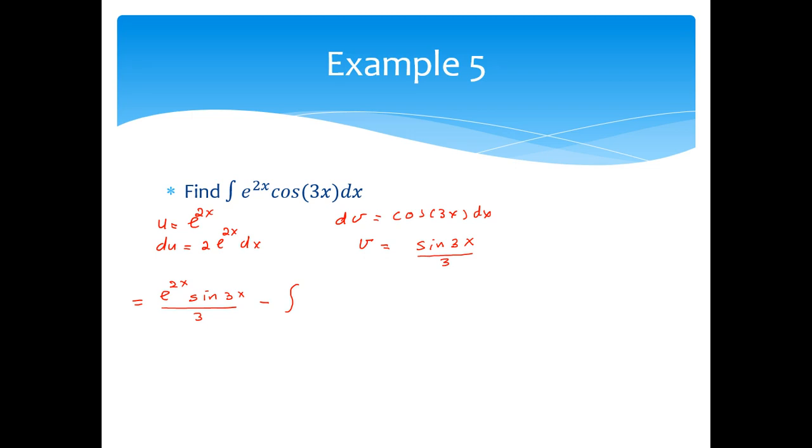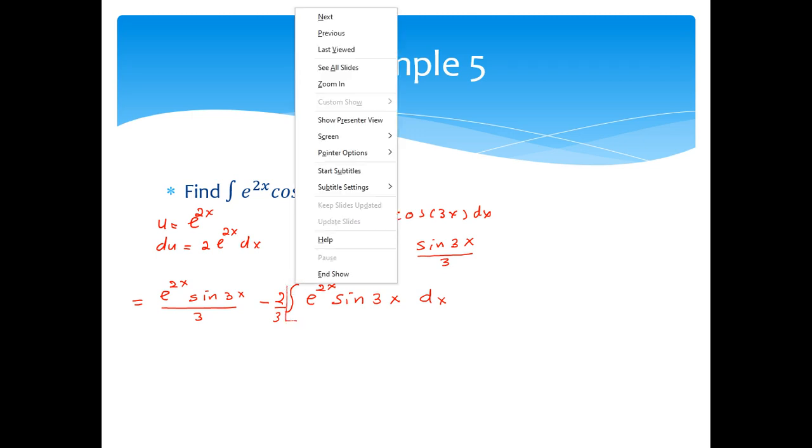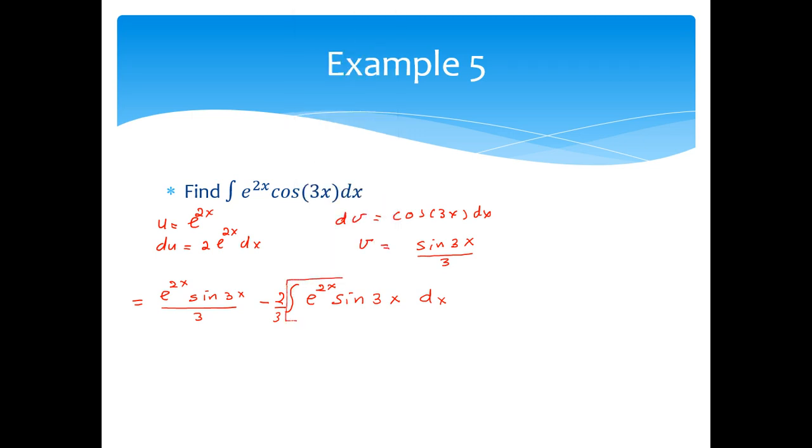du here is 2, so 2 over 3 integral of e to the 2x sine 3x dx. So now we are going to do the integration of this part alone. Let's do the integration of this part, and then we insert it in.